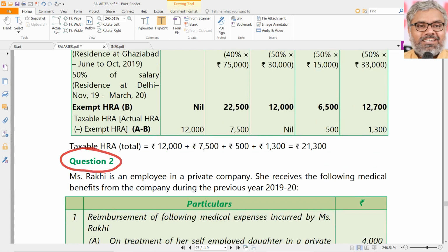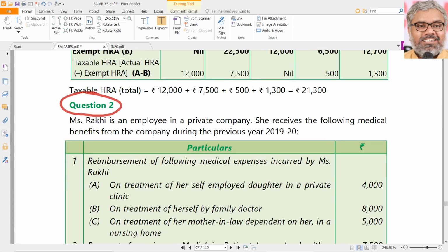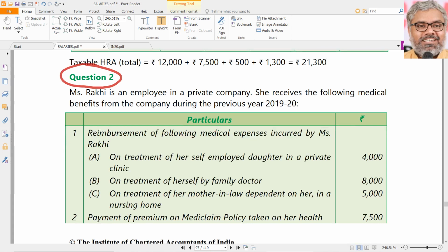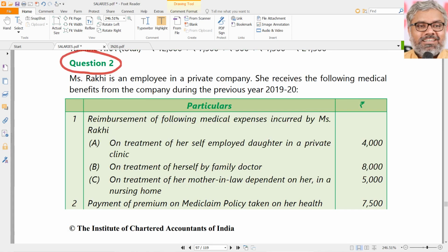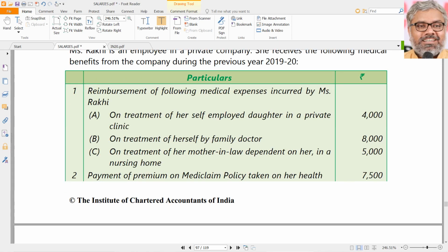Question number 2, do that now. I will just explain overall how this has to be approached. Ms. Raki is an employee in a private company and she receives the following medical benefits from the company during the previous year 1920. So the question is medical benefits related. Reimbursement of the following medical expenses incurred by Raki on treatment of her self-employed daughter in a private clinic.